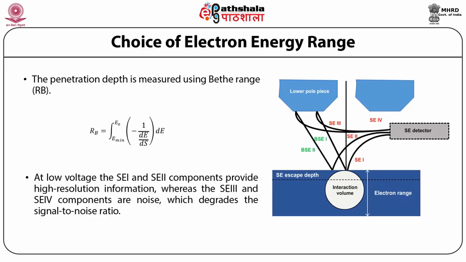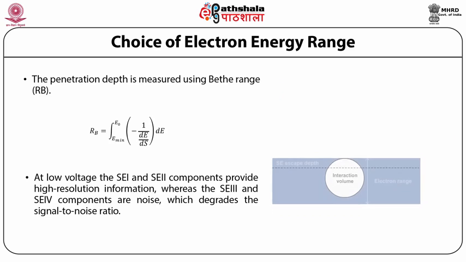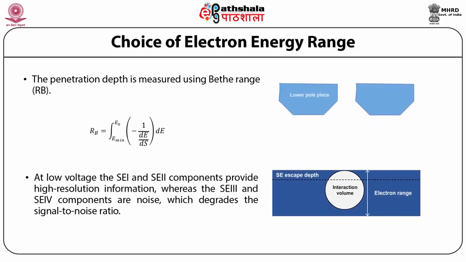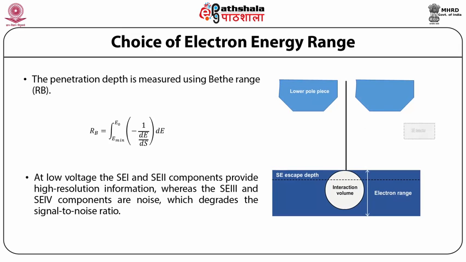The schematic diagram of the beam sample interaction in a large number of SEM is plotted in the figure. At low voltages, the SE1 and SE2 components provide high resolution information, and the SE3 and SE4 components are noise that degrades the signal to noise ratio.